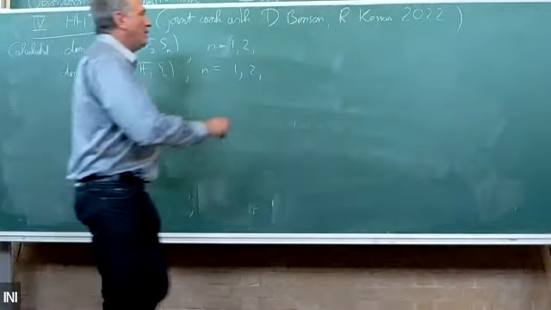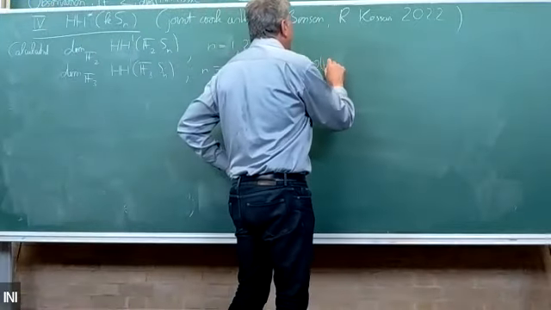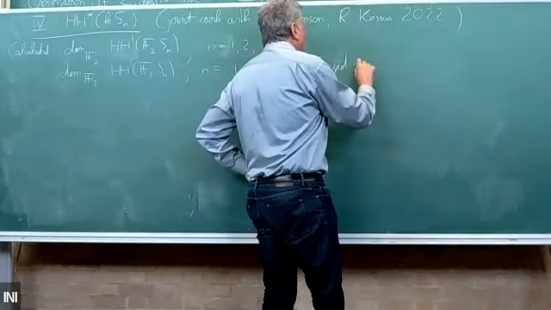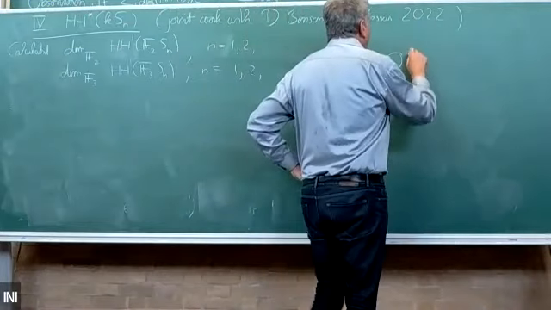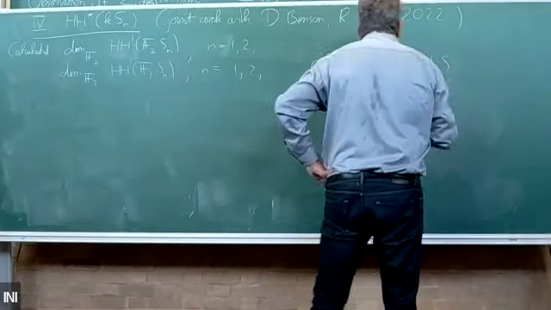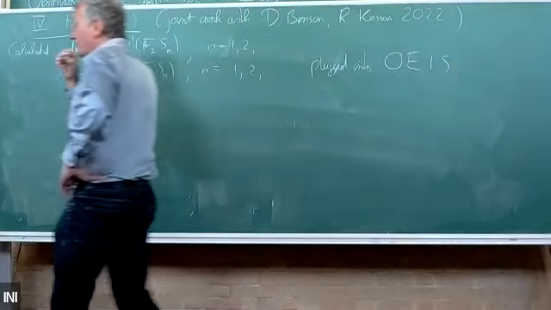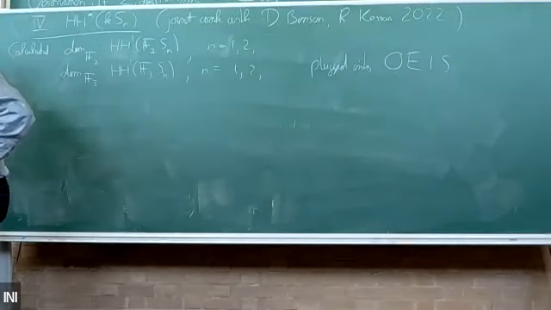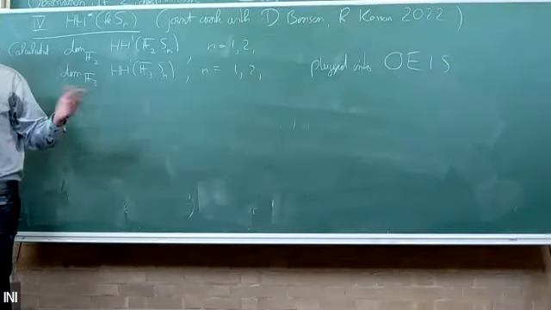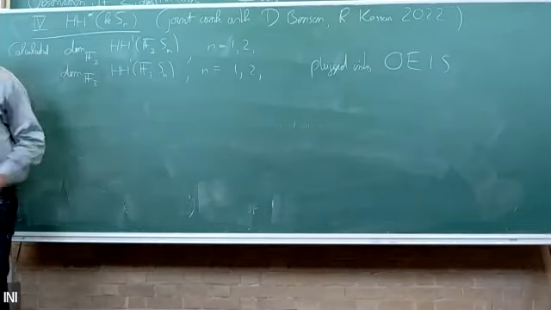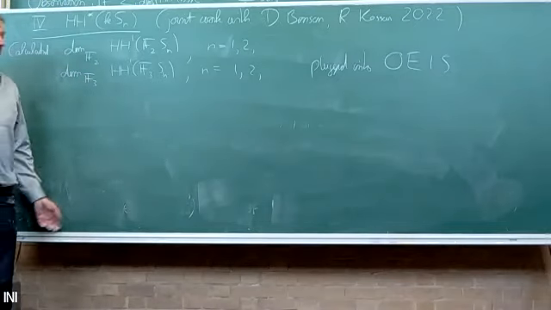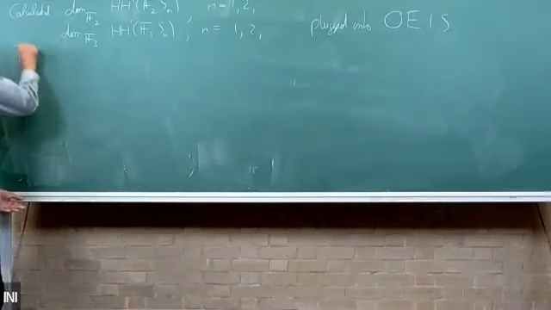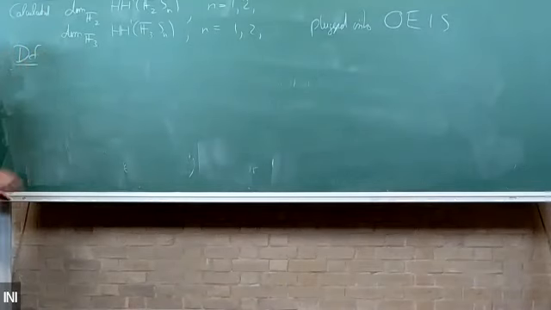So we plugged this into the online encyclopedia of integer sequences and got something back in terms of partitions, and then we knew we had a theorem. We just had to prove it. So the theorem is going to be like this. We need a bit of notation.